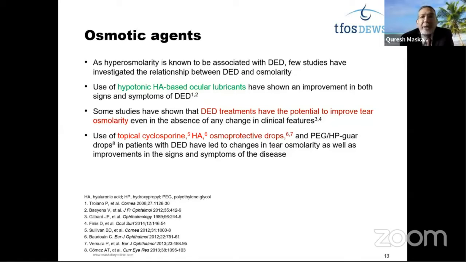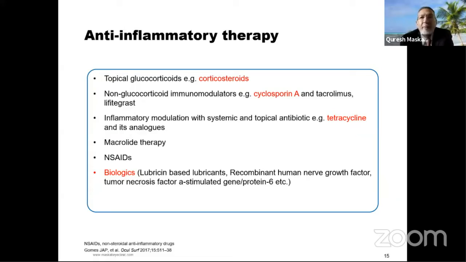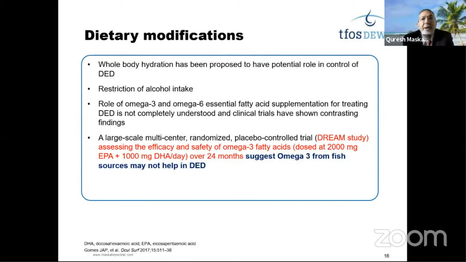And of course, topical cyclosporin is what Ashok has spoken of. Anti-inflammatory can be either steroids or cyclosporin. To some extent, tetracyclines, especially when there's a lot of meibomitis involved. And there are some other newer products, biologics, which are showing a lot of promise. Dietary modifications, as I told you about: whole body hydration, restriction of alcohol intake that dries your eyes up. Many people don't realize this.